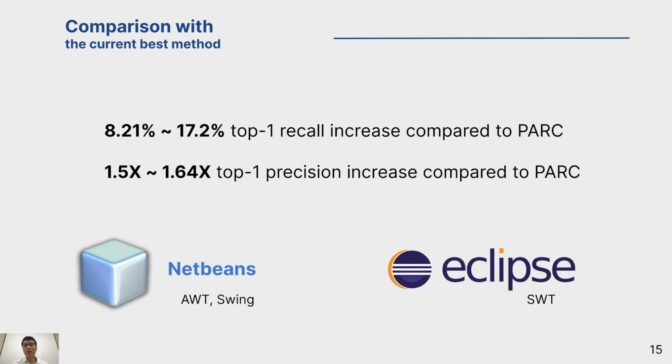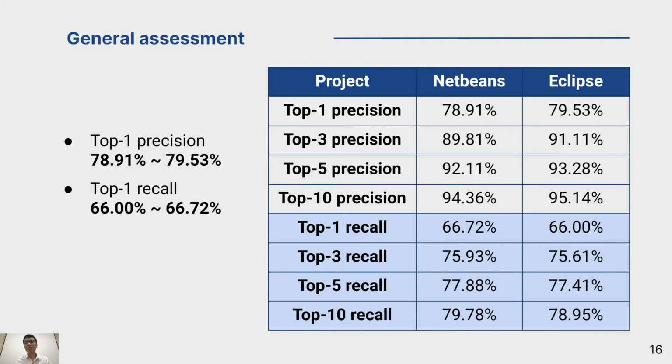For Eclipse, we test the SWT API. For NetBeans, we test the AWT and Swing API. The result is as shown on the slide. In addition to comparing with Precise, we also perform a general assessment of all APIs of NetBeans and Eclipse. We can see that with top 1, there are 80% of suggestions that match user intent. As for recall, the first position goes up to 66 to 67%.